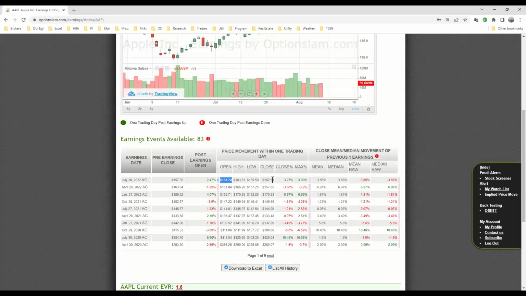The open, high, low, and close are all published here of that event day, the one trading day after the earnings event. Open, high, low, and close. And then again, the close, and in this case, the maximum move would be the high, are also converted to percentages. Okay? That's all this is. So it looks like a lot of data, a lot of information. It is, but it's actually pretty straightforward and simple.